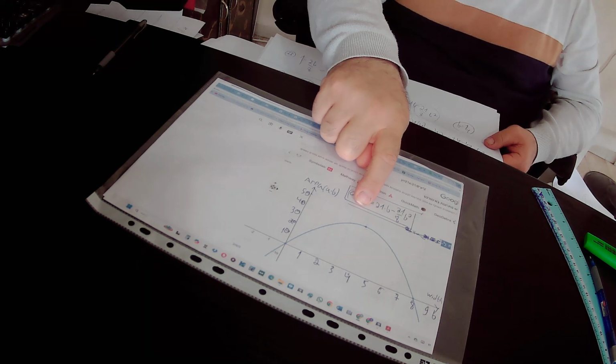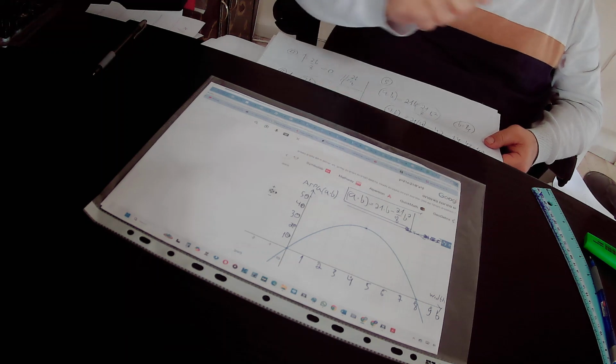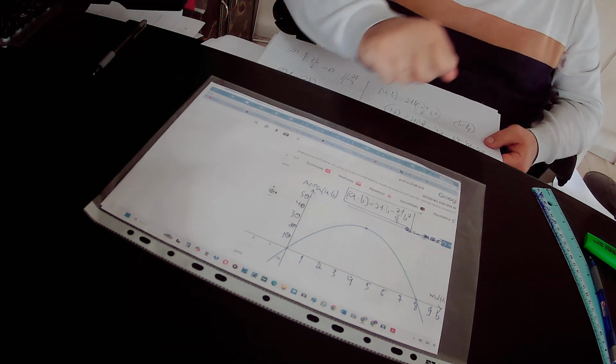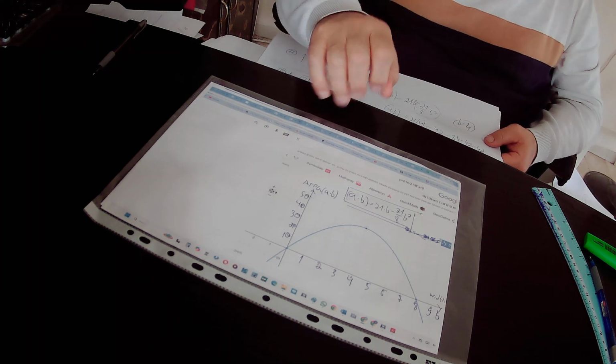The only thing that is left to do is to put the value of b equals 4 inside the function area in order to find out what is exactly the maximum area of rectangle PQST when b equals 4.